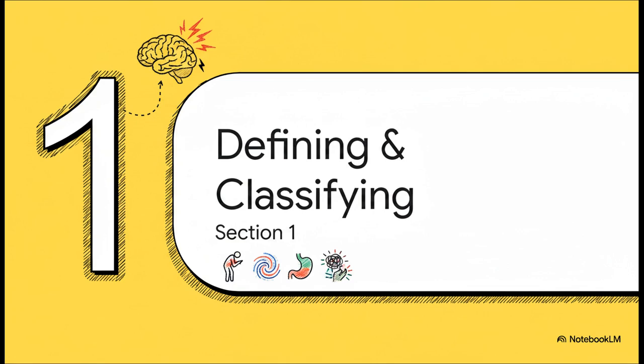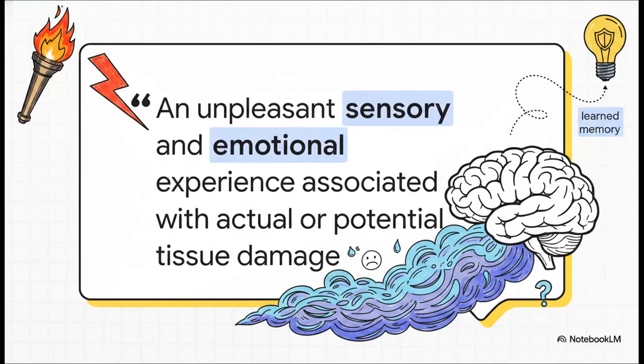Defining and classifying pain. Let's start with the official ISP definition. They define pain as an unpleasant sensory and emotional experience associated with actual or potential tissue damage. Professor Luongo really emphasizes this twofold nature. Pain isn't just nociception, the simple transmission of a noxious stimulus. It's fundamentally a subjective, emotional experience. It's actually a learned memory that evolved to keep us alive.